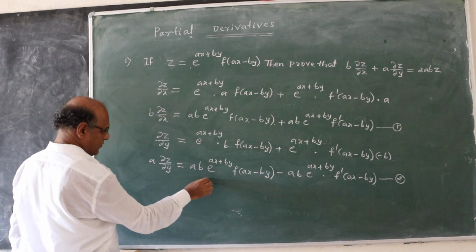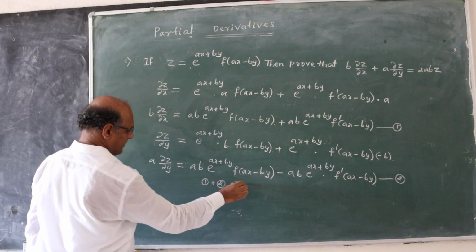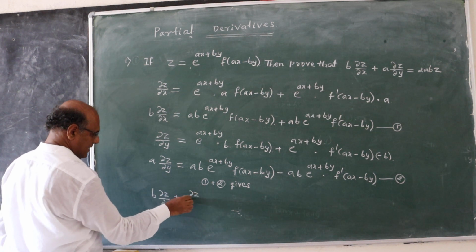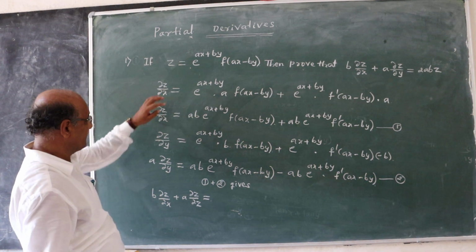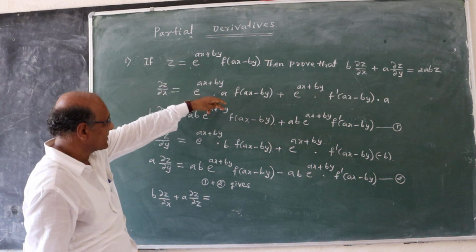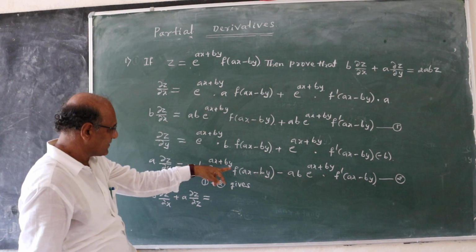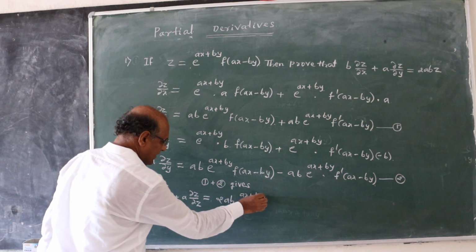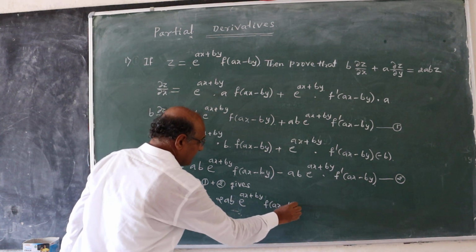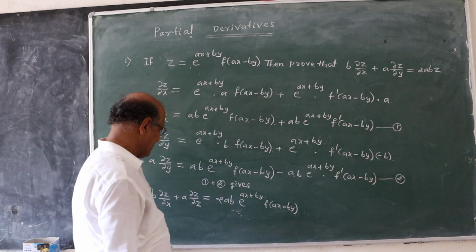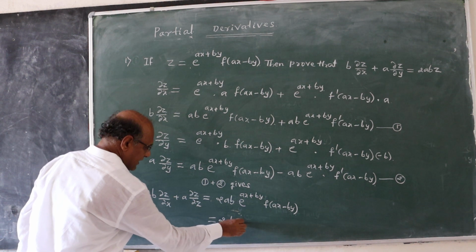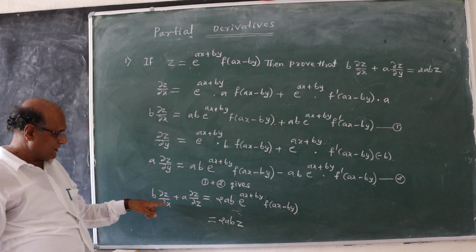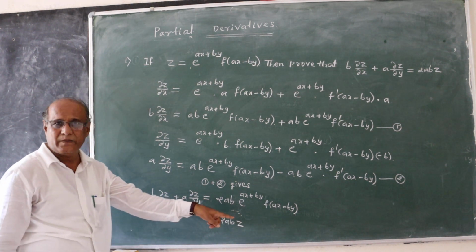Adding 1 and 2, it gives b dou z by dou x plus a dou z by dou y. In the RHS, clubbing ab e raised to ax plus by into f of ax minus by plus ab into e raised to ax plus by f of ax minus by, is 2ab into e raised to ax plus by into f of ax minus by. The second term gets cancelled, then it is equal to 2ab into e raised to ax plus by into f of ax minus by, which is equal to z given here. So b dou z by dou x plus a dou z by dou y is equal to 2abz.